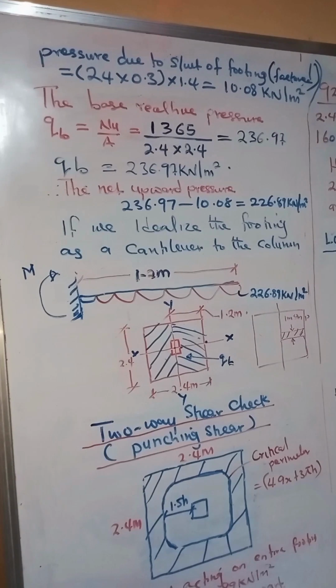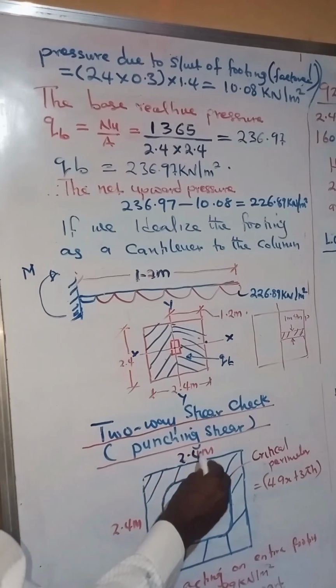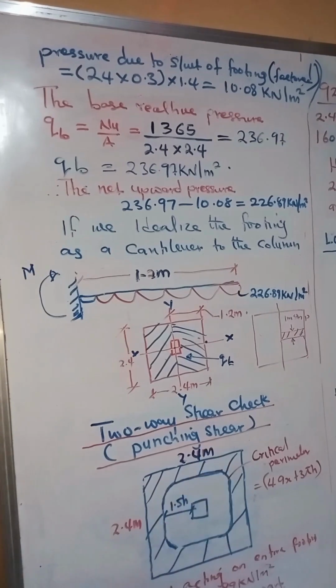Remember, like I said, we are going to check for two-way shear. The two-way shear is also called the punching shear check. Remember, this is 2.4. Now, according to the code, we have 1.5H from here, where this represents our critical perimeter. The whole of this represents our critical perimeter. The shaded area there is the area we're interested in. That is the area outside the critical perimeter. So we're going to get the stress acting on that point.